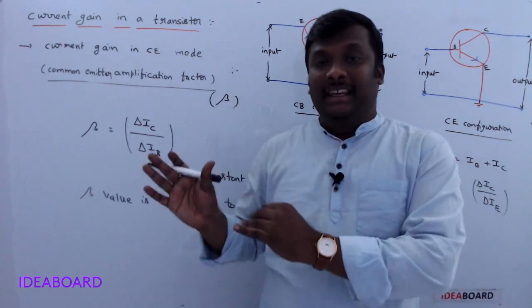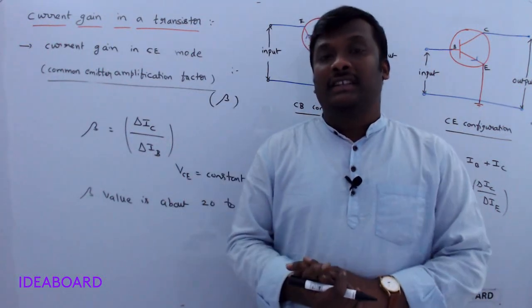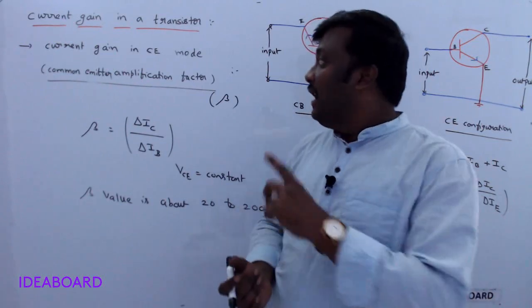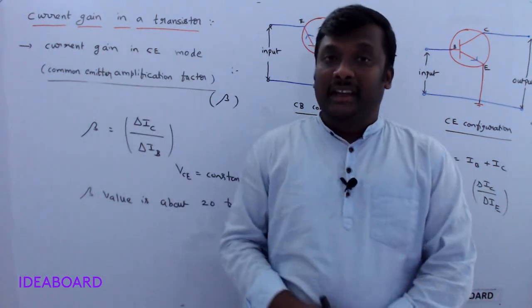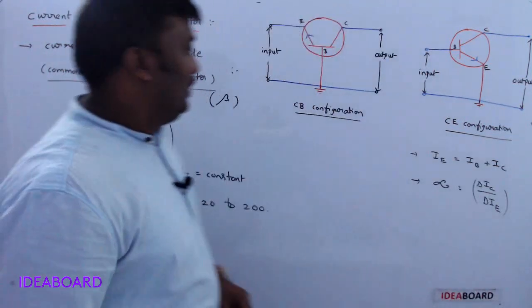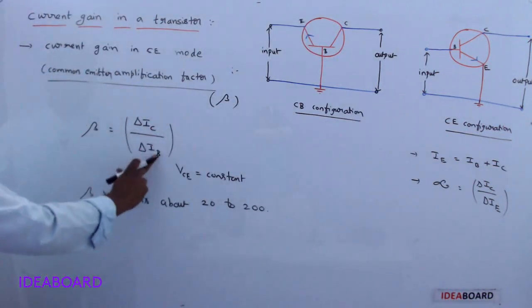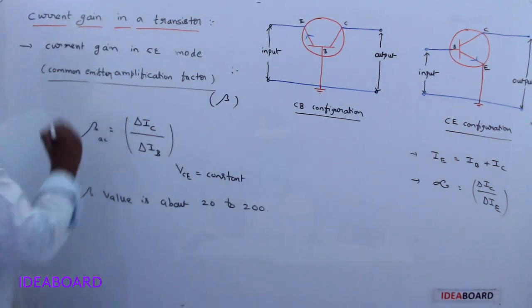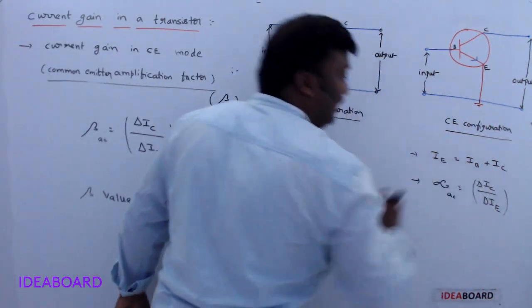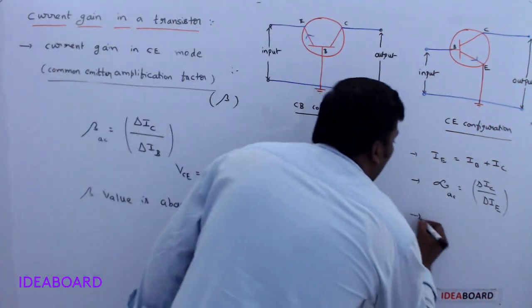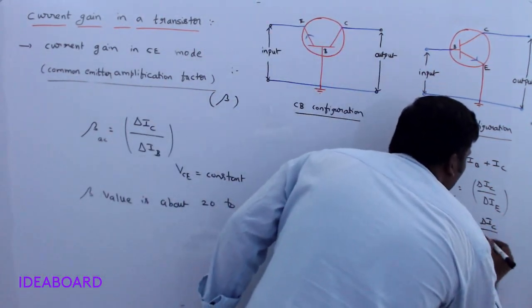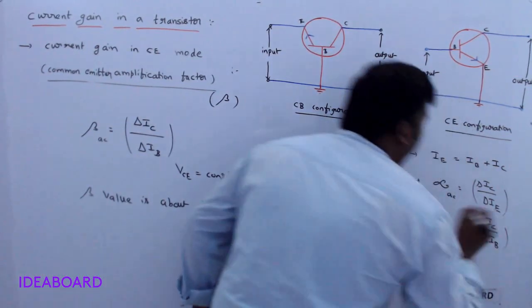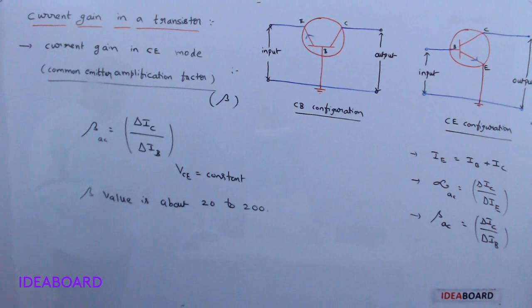So out of CE, CB, CC, which configuration is best? If they ask, then always the answer is common emitter mode because it has more current gain. Understand now? So the beta formula is delta IC by delta IB. Generally it is denoted by beta AC, and this is also alpha AC. So what is the formula for beta AC? Delta IC by delta IB. Now let us see the relation between alpha and beta.